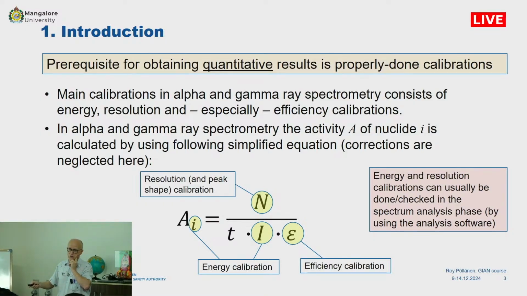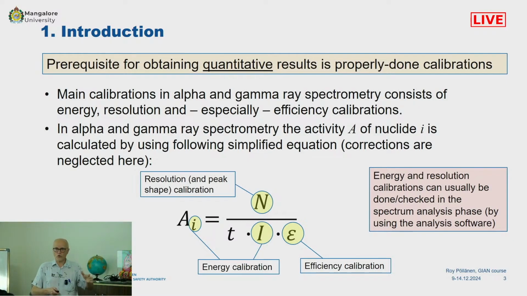Of course, good calibrations are not necessary if you report only some qualitative things. So, main calibrations, they are energy, resolution, and especially efficiency calibration. Energy calibration means that you are able to identify the radionuclide, which peak belongs to which nuclide. Very simple.